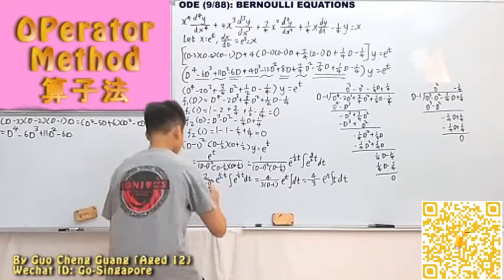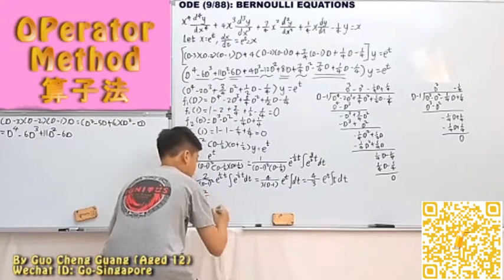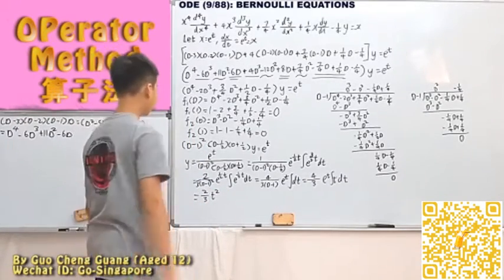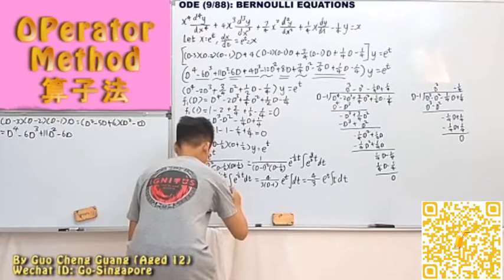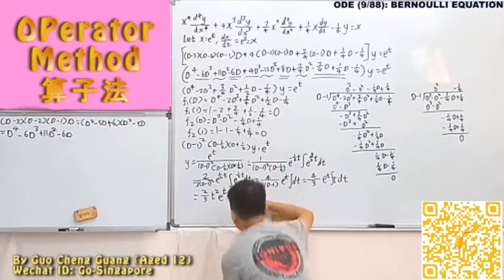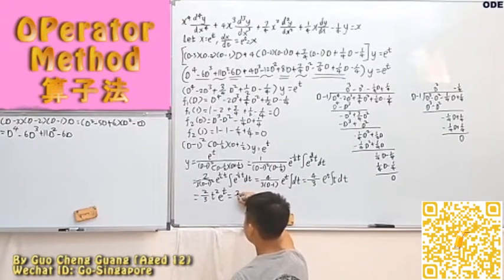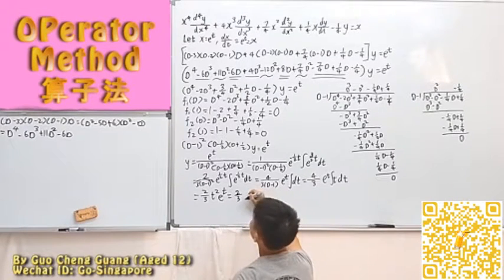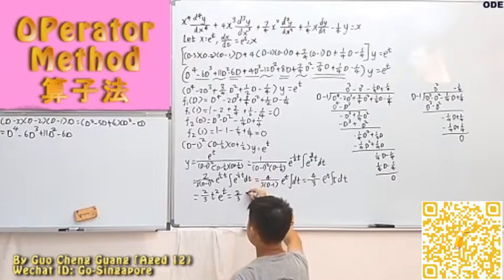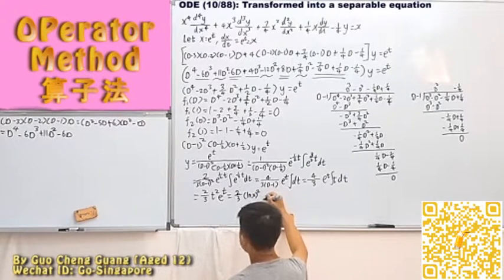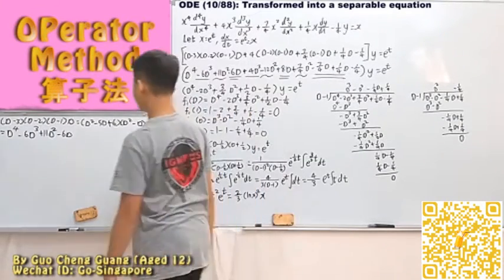So at this part, it will still become 2 over 3, but then you get a t squared, then e to the power of t. So that's what you will get. So then change it back to x. You get 2 over 3, so t squared. T is ln x. So it will be ln x squared. Then e to the power of t, that will be an x. So that's what we have here.